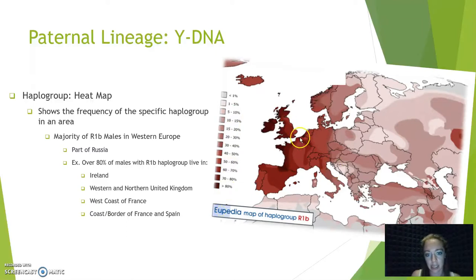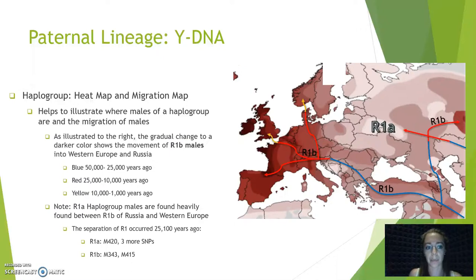You can see in Ireland, in the western northern United Kingdom, France, a little bit in Spain, and then we have development here in Russia. And this is for the R1b group. So now if we take this heat map and we put a migration map over it, you can see the changes throughout time, the movements throughout time. So R1b went into Europe as well as part of Russia.